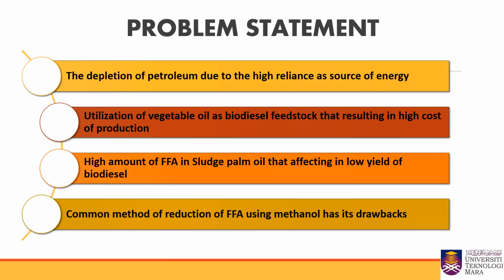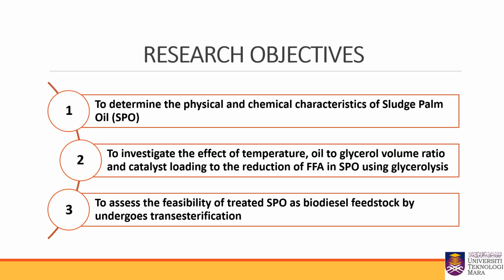So these are the problem statements. The first one is the depletion of petroleum due to the high reliance on it as a source of energy. The second one is the utilization of vegetable oil as biodiesel feedstock, resulting in high cost of production, and the high amount of FFA in SPO, affecting the yield of biodiesel, and the common method of reduction of FFA using methanol has its drawbacks. These are the research objectives. The first one is to determine the physical and chemical characteristics of sludge palm oil.